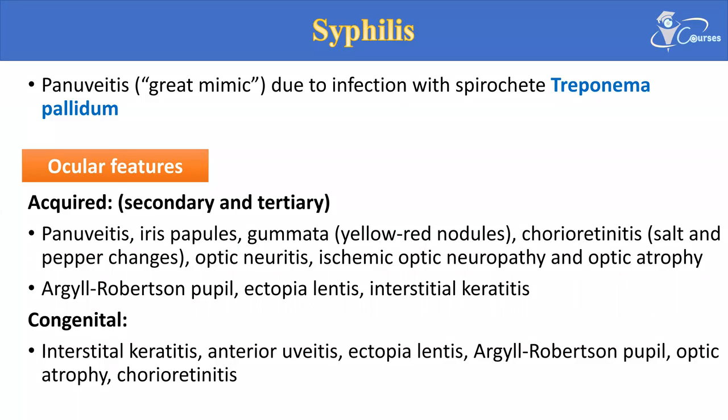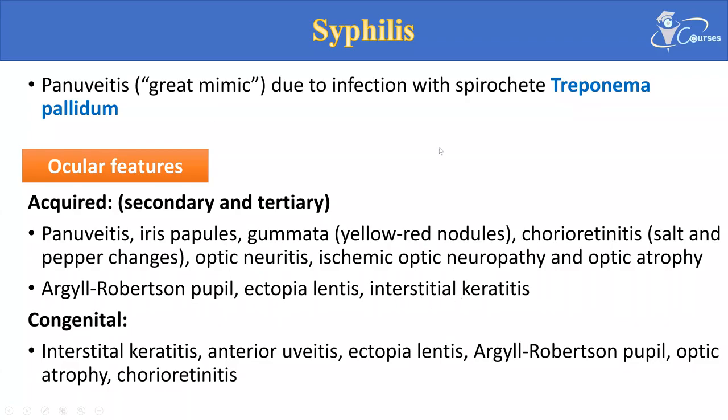Regarding the ocular features, it will be different whether it is acquired syphilis or congenital syphilis. For acquired syphilis, the ocular manifestations occur with secondary or tertiary syphilis, because primary syphilis is more of a genital lesion. So secondary and tertiary syphilis are characterized by panuveitis, iris papules, gummata, which appear as yellowish red nodules, chorioretinitis or salt and pepper changes, optic neuritis, ischemic optic neuropathy, optic atrophy, Argyll Robertson pupil, ectopia lentis, and interstitial keratitis.